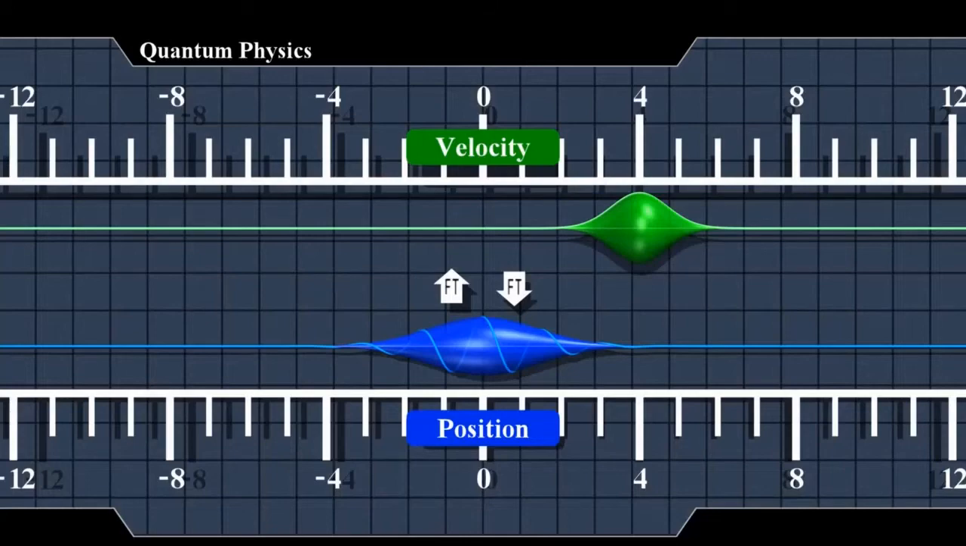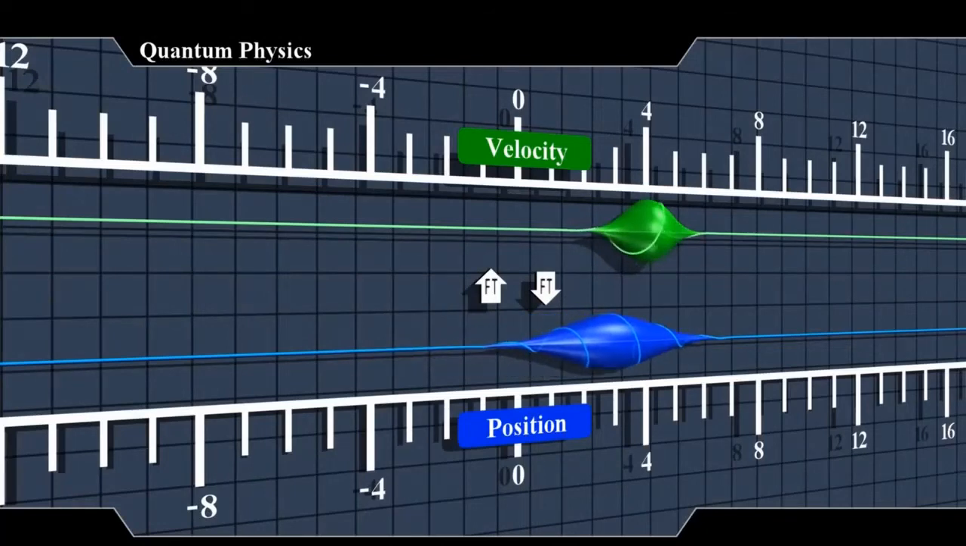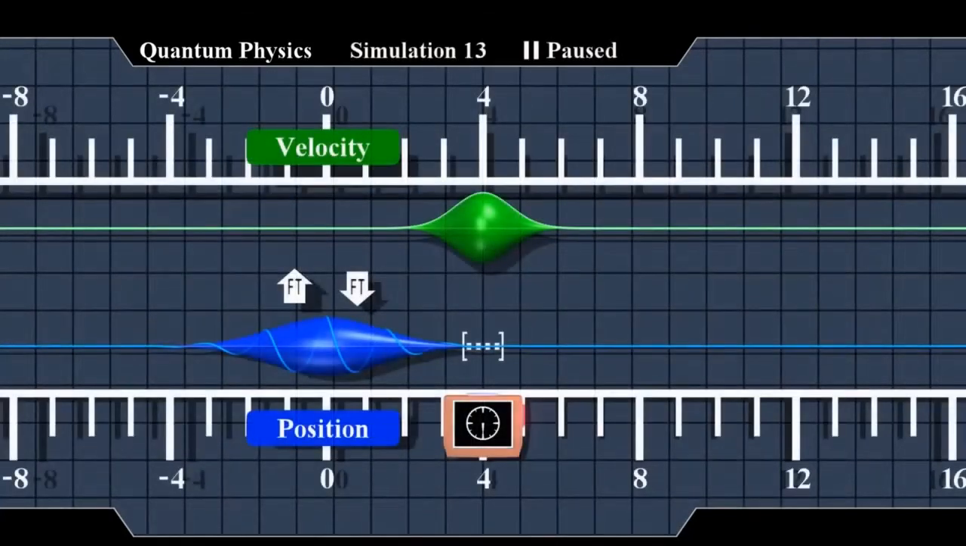So both functions contain all the information about the particle. We've already seen how adding curls to the position wave function changes velocity. It also works the other way around. Adding curls to the velocity wave function changes the particle's position. We'll now run our simulation again, this time showing both wave functions. When the position wave function collapses, the velocity wave function will snap as well, according to the Fourier transform.